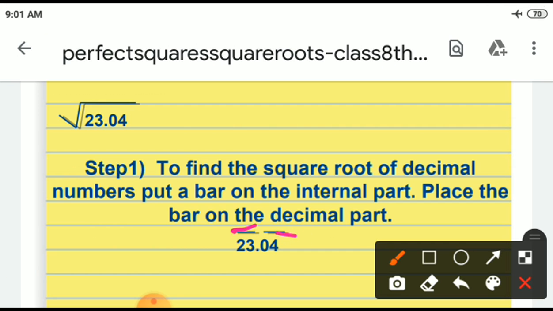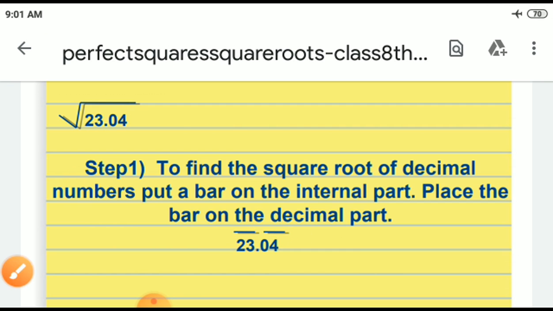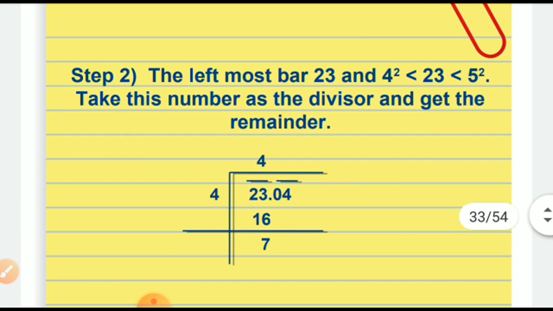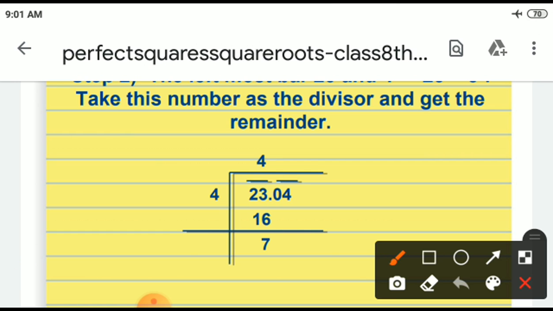Drawing a line on the upper side. Understood? Correct. Look at step number 2. The leftmost bar 23, which is lying between 4 square and 5 square, because 4 square is 16, 5 square is 25. Take this number as the divisor and get the remainder. Is it easy, beta? Here it's a subtraction of division method. Correct. 23 minus 16 gives us 7.